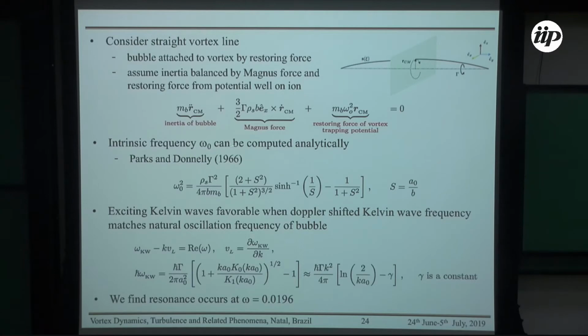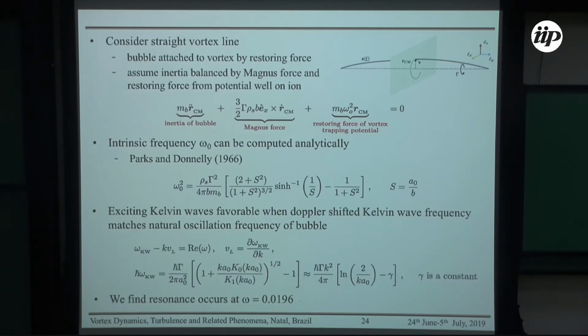And through some analytical calculations using a GP-type vortex, Parks and Donnelly was able to actually calculate the frequency of the restoring force. So now the idea is that as the ion is accelerated, if you look at the Doppler-shifted frequency of the Kelvin wave spectrum, and this matches the natural oscillation frequency that comes out of this equation, then you expect a resonance condition to be satisfied. And when you have a resonance condition, that provides a very effective channel for exciting Kelvin waves and dissipating energy.